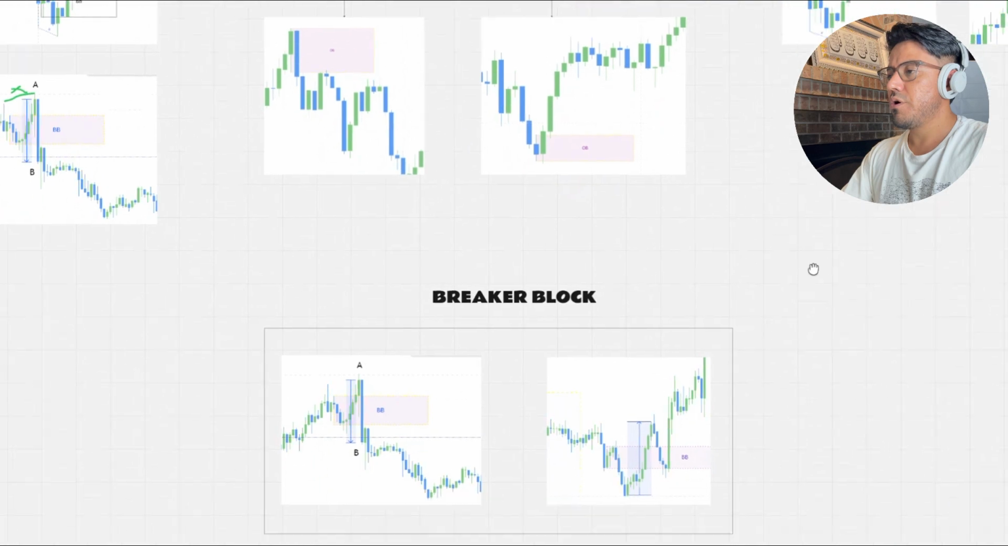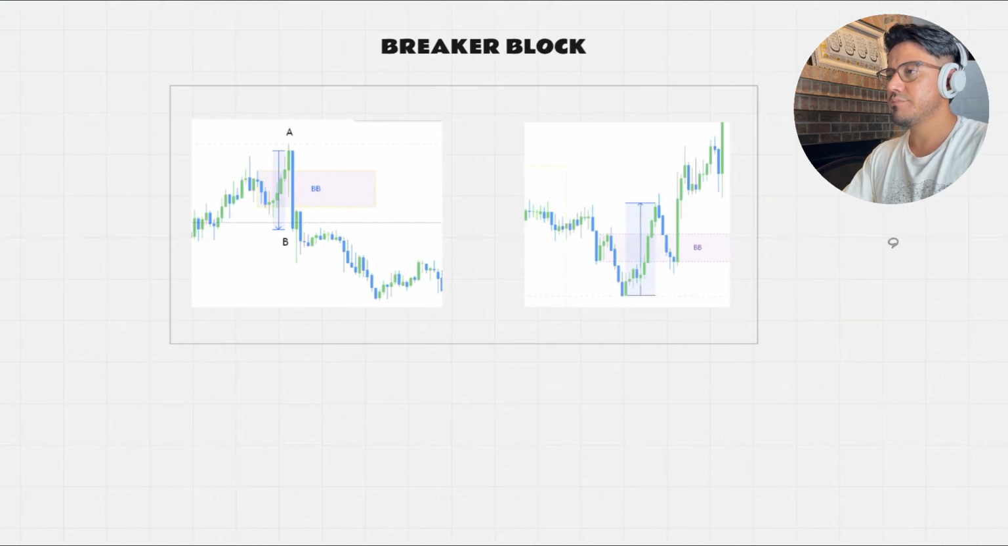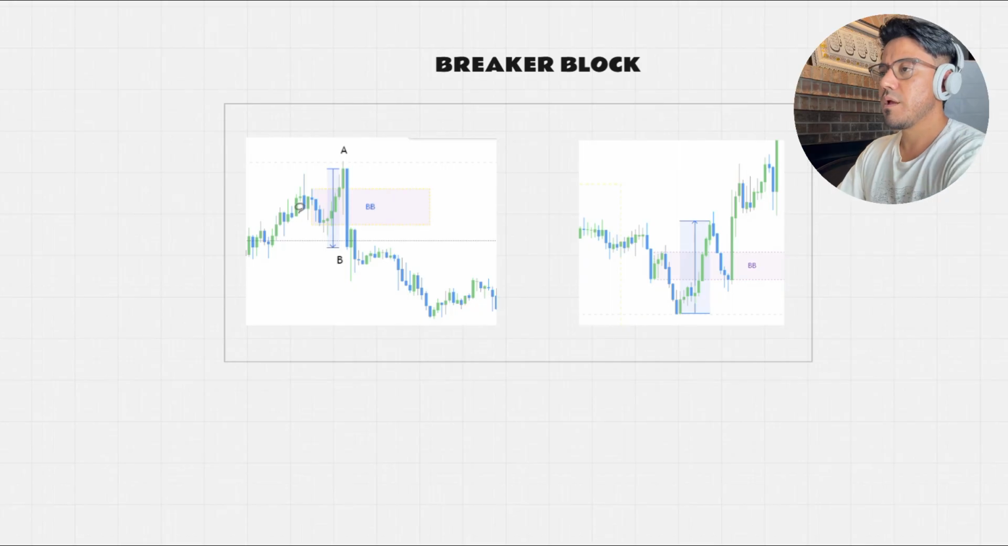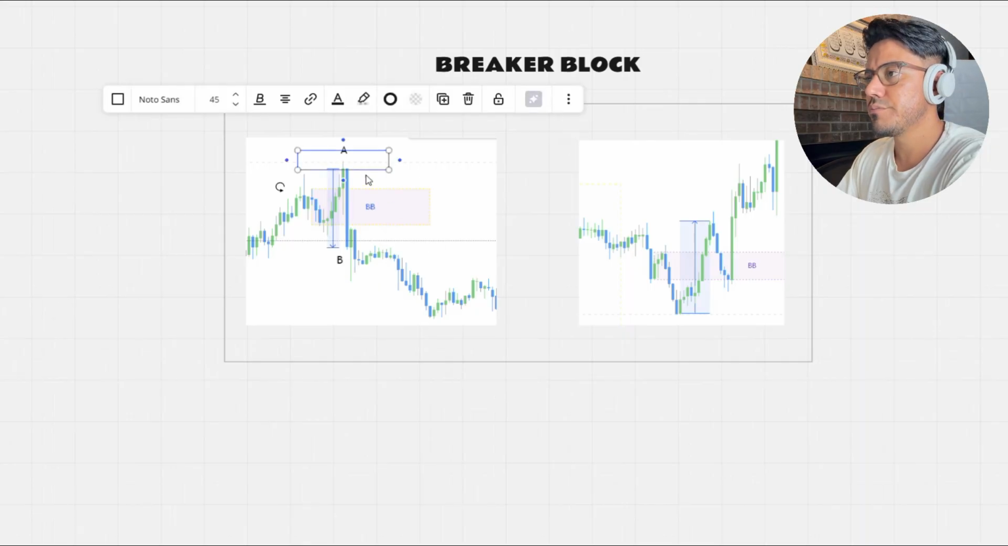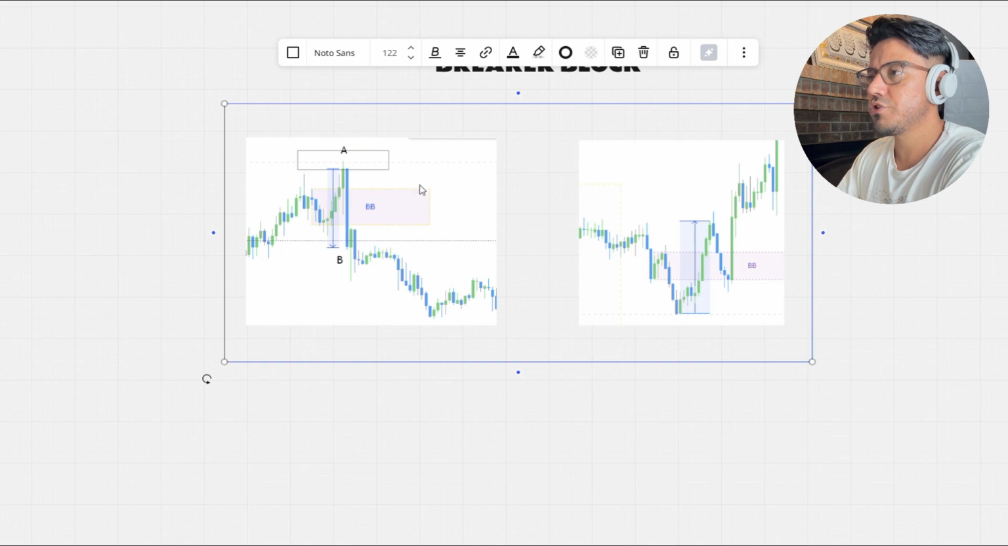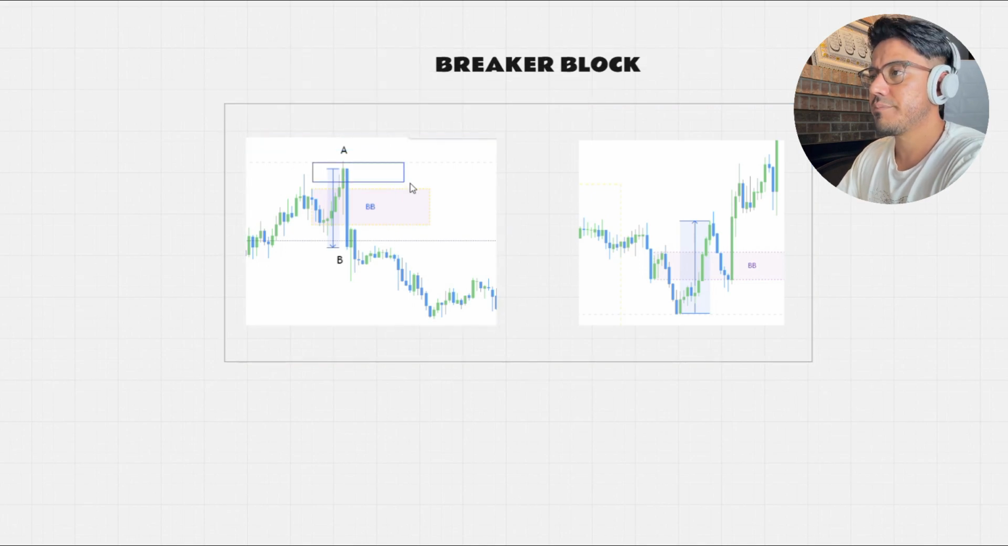So here are some examples of the breaker block. We have the leg down before the leg up that took the previous highest liquidity, and there is displacement which creates a market structure shift. So here we have our order block. This is our order block. Let me show you. Yeah, this is our order block.